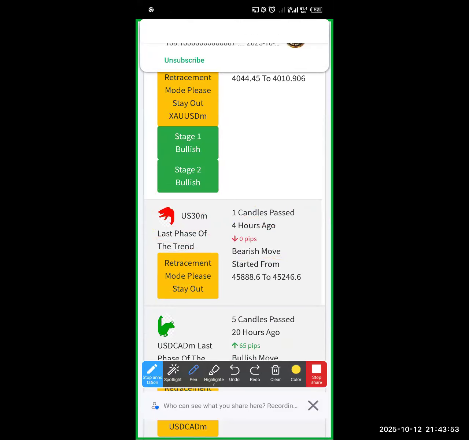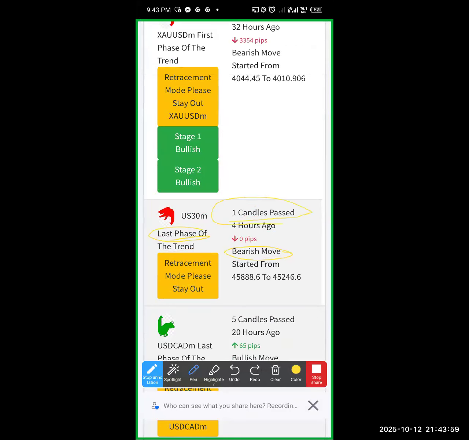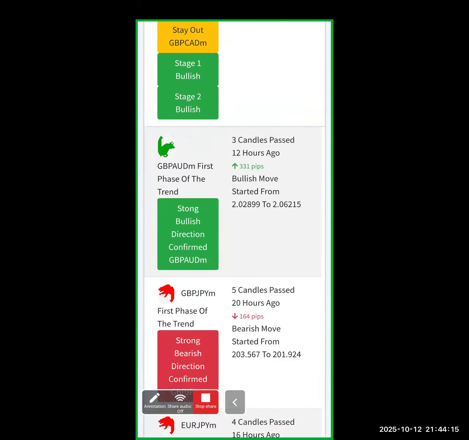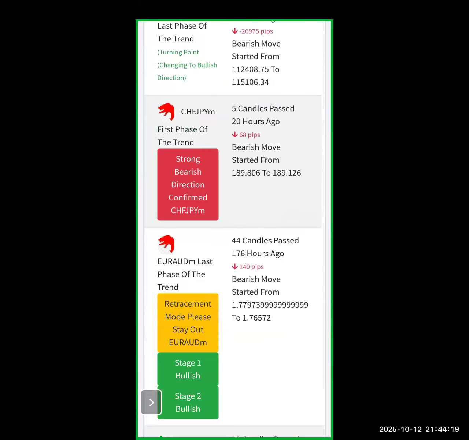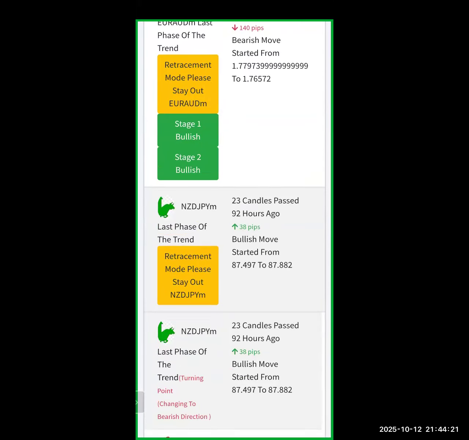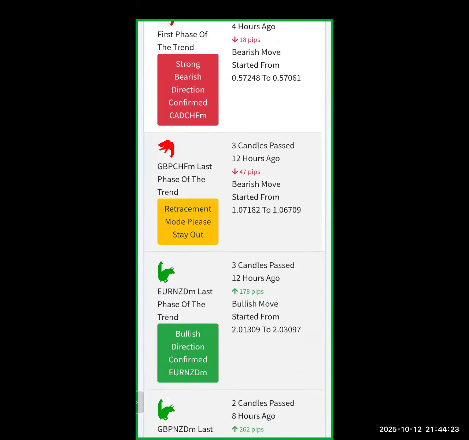Let me clean this very well. This is the last phase of what? A bearish direction. It just entered the last phase, which is the first candle of that last phase. But it's on a retracement. It's not telling you it's actually very strong in the bearish, but it's still bearish, and it's an indication telling you to stay out of the market first, because it's a last phase. Let's see if there's any strong one that is on the last phase. No, all of them are actually in their first phase.